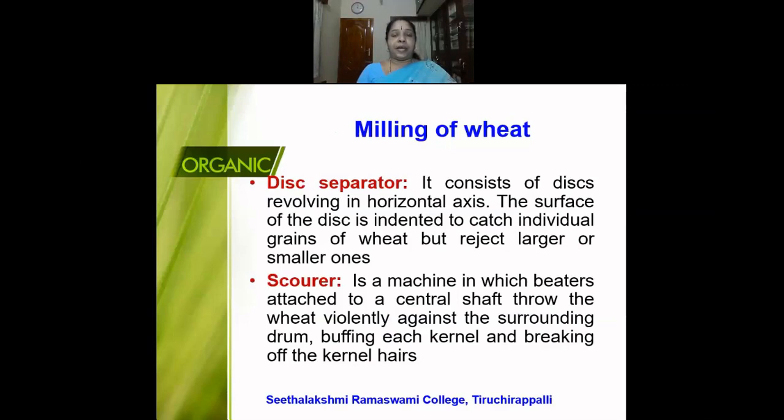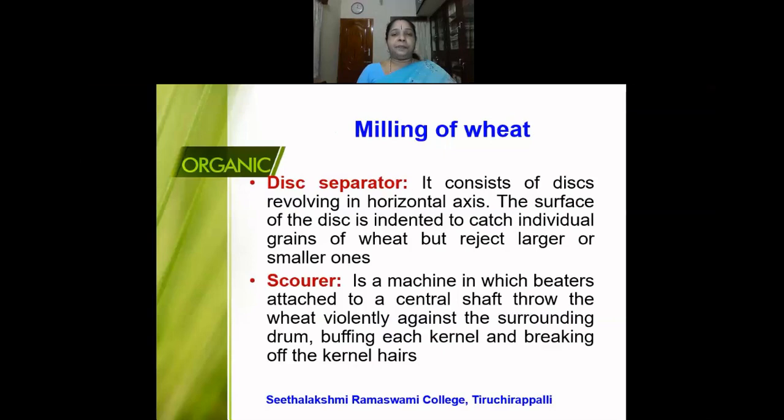In the disc separator, wheat grains are separated from the other grains that are mixed with the wheat when they come from the farm. Next, it goes into a machine called the scorer. The scorer is a machine in which beaters are present. Beaters are fixed or attached to a central shaft.